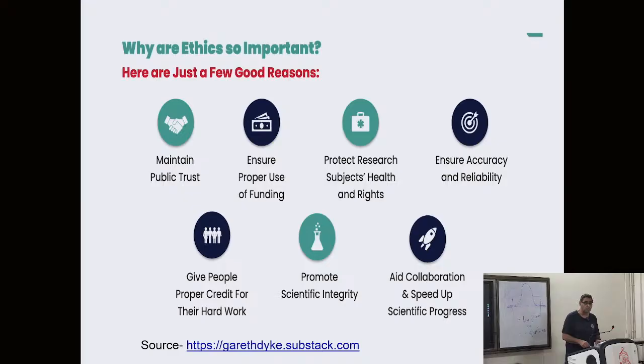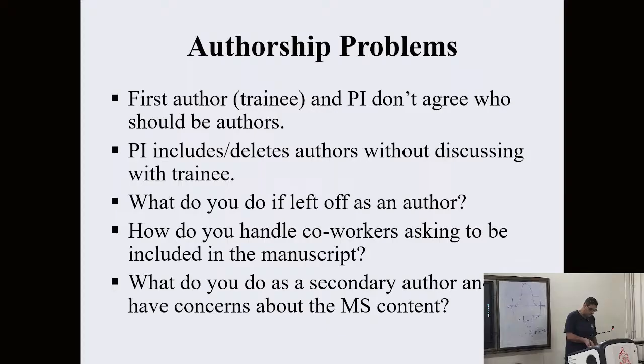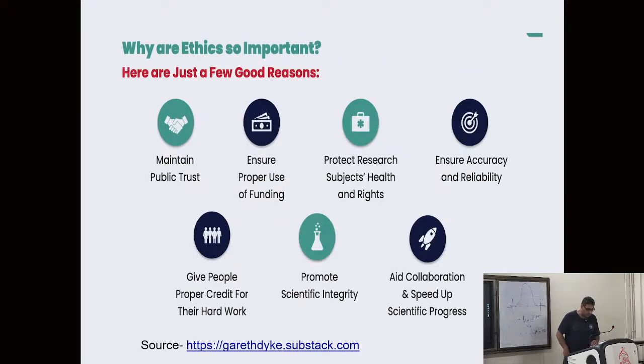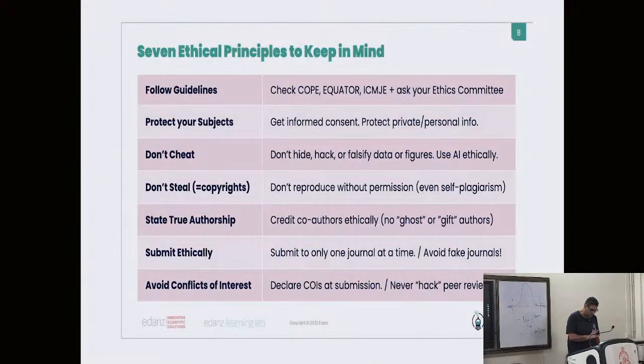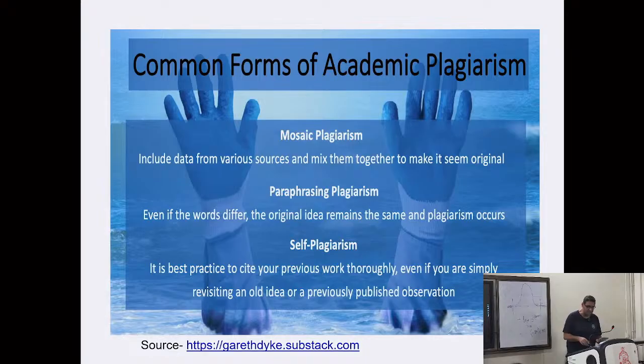So you have to follow the ethics and try to resolve all these issues, and this is important for public trust, proper use of funding, protecting research subjects' health and rights, ensuring accuracy, reliability, collaboration and scientific progress, and giving people credit. I told you about the acknowledgement. This I already told you. Plagiarism I am not covering because it is already covered, but don't plagiarize. I told you, write yourself, and don't use too many AI tools.